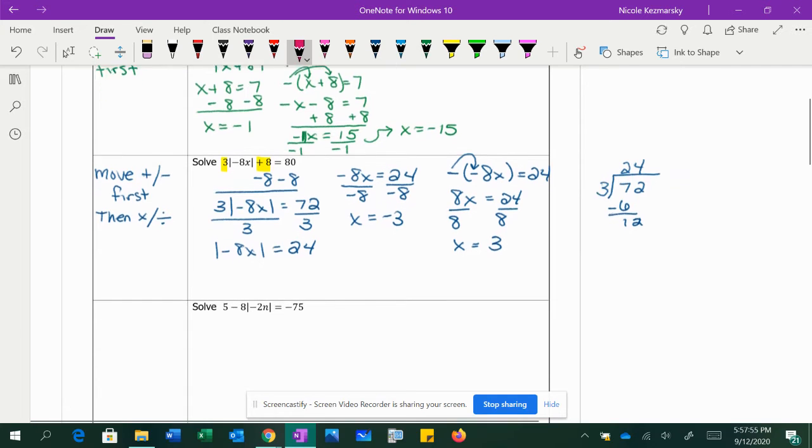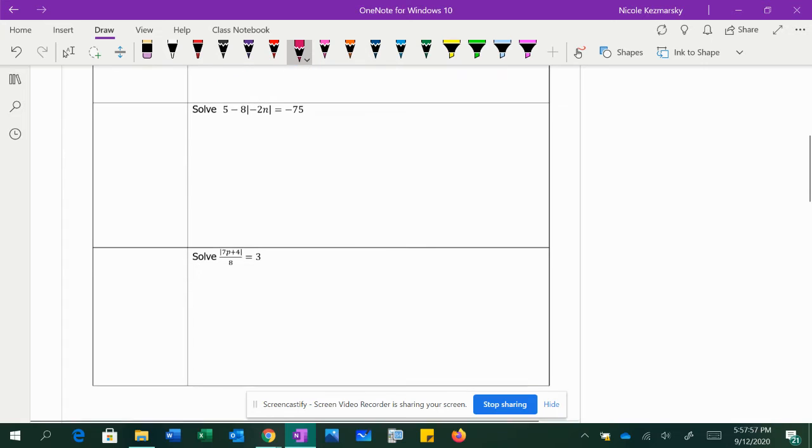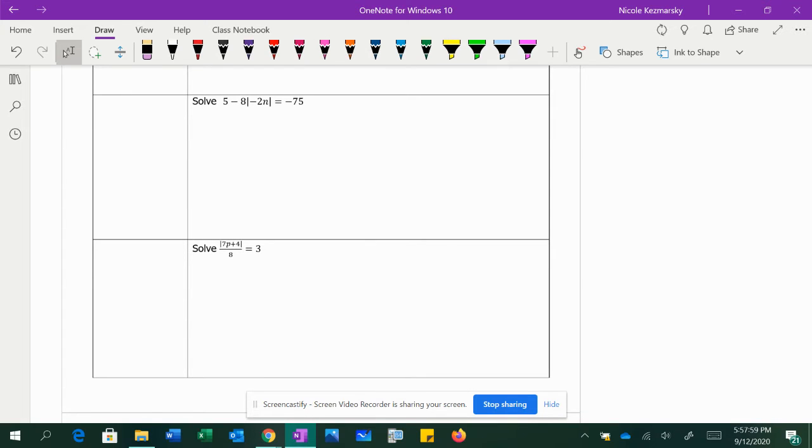Next example. For the next one, this one is a little tricky to see because there's 5 minus 8 in front. But this 8 is right up against the absolute value, which means it's not 5 minus 8. It's 5 minus 8 times the absolute value. So the 8 gets multiplied by the absolute value first. So that means when I'm deciding what to move, and I have to decide addition or subtraction, multiplication or division, that 8 is being multiplied.